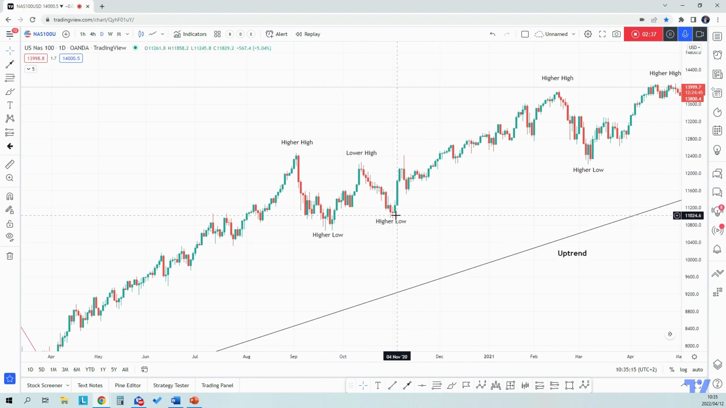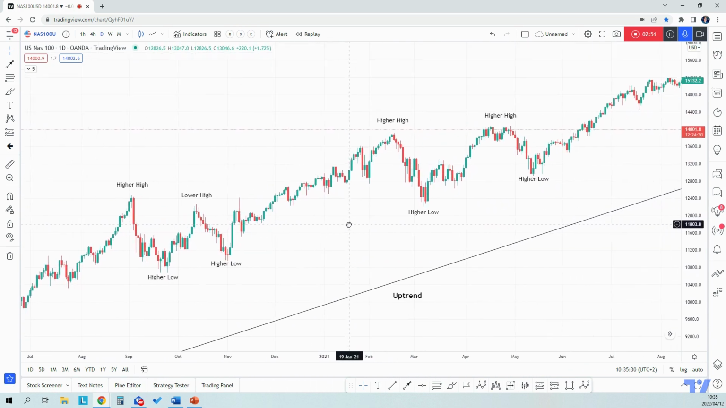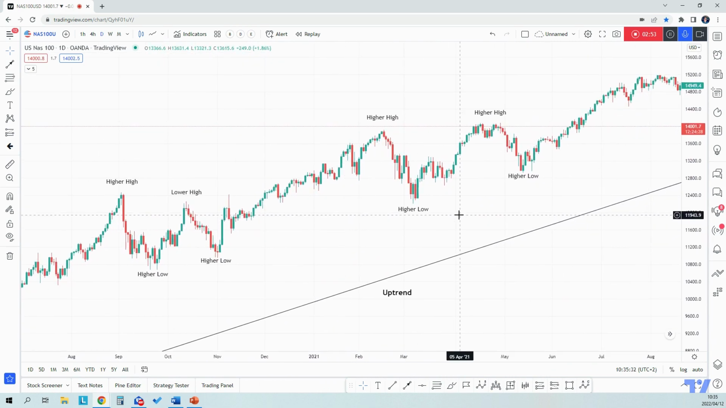If this point over here was lower than that point, in other words, we had a lower high and a lower low, this could have signaled the change in a trend. But fortunately, for the trade that I was in at that point in time, it didn't. We then saw the formation of higher highs and higher lows again.